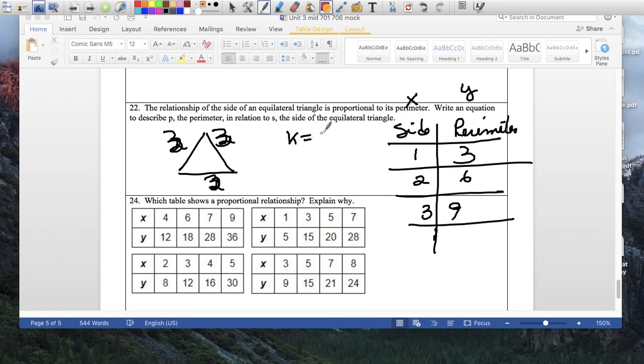So let's get our k first. K would be 3 over 1, or as you already know, k equals 3. And so my equation would be y, the perimeter, is 3x, where x is the side. So if my side were 4, I would do 3 times 4 and I would get 12. If my side was 5, I would do 3 times 5 and I get 15. And you can tell the relationship here is a times 3.